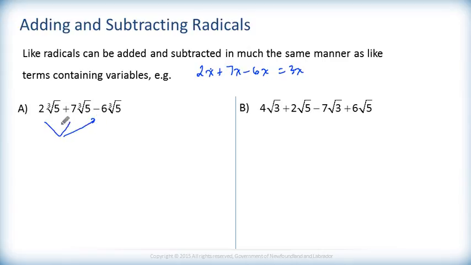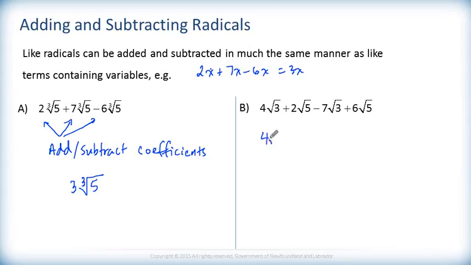We simply add and subtract the coefficients. So that we get 3 cube root of 5. Meanwhile, in the next one, we've got 4 square root of 3 plus 2 root 5 minus 7 root 3 plus 6 root 5.